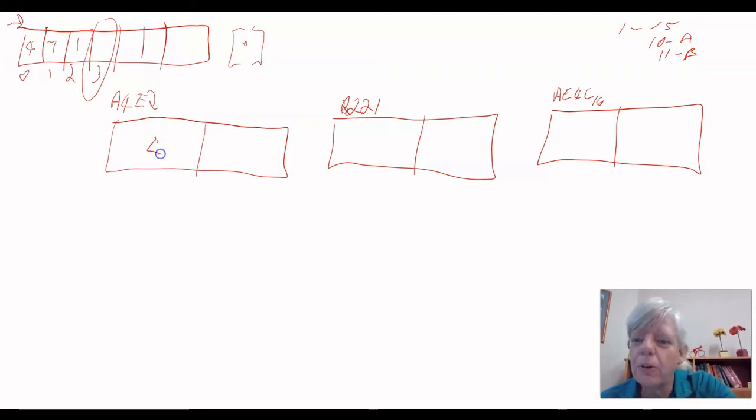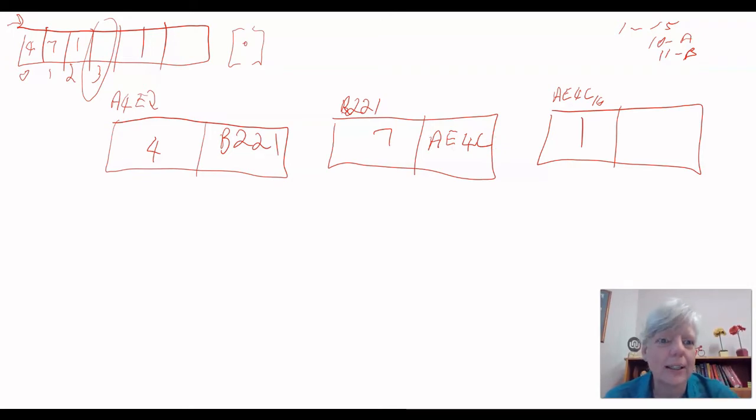Okay, so 4, 7, 1. There's a problem. There I know where the next one is. What should I do? You've guessed it, I should tell this one B221. Okay, where's this one? What should I write here? AE4C. How many of you have got that? Okay, but I have a problem. What should I write here?